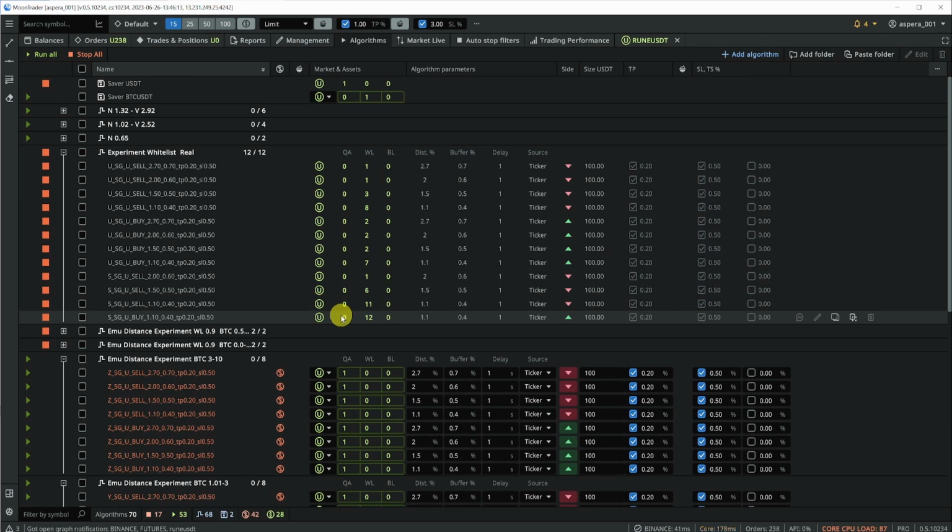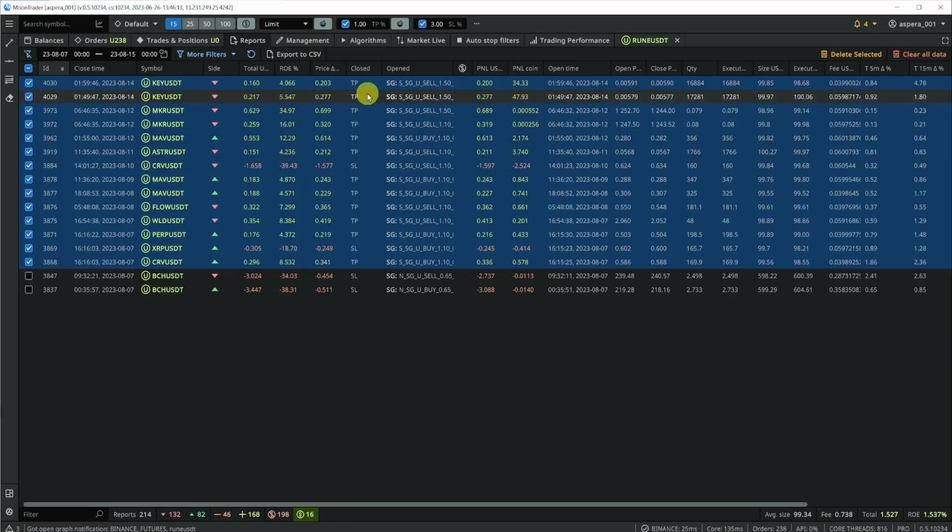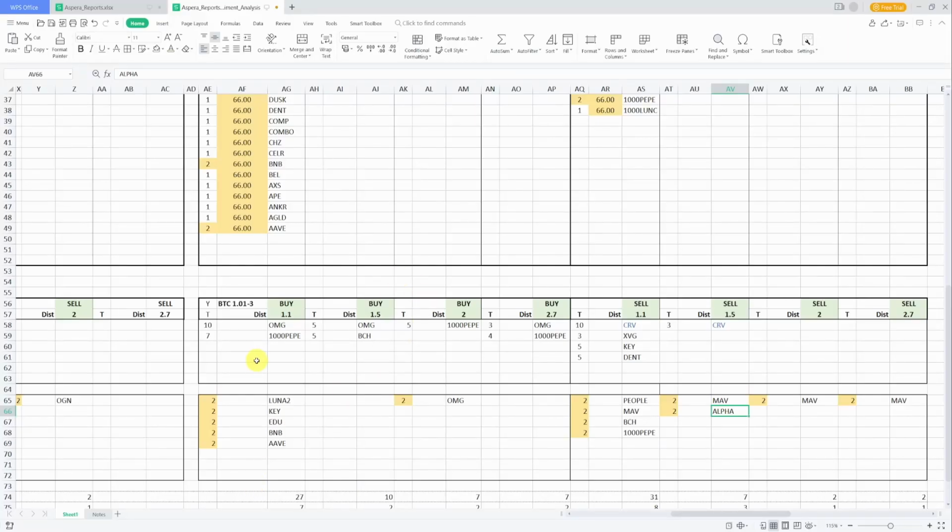First, spoiler alert, let's go to the balance and see if we're up or down. Here in the balance we are almost at 204, and previously we've been at 202 and a little bit. So we are up. Now let's look at the reports. These are the reports. Disregard these two because they were on a different type of algorithm. As you can see here, it says N, and then S at the beginning of the algorithm is the result of these.